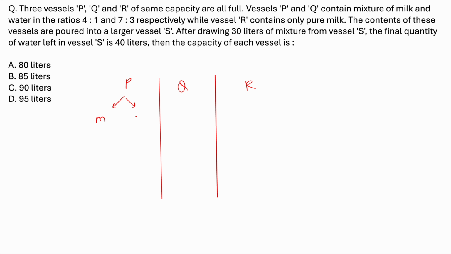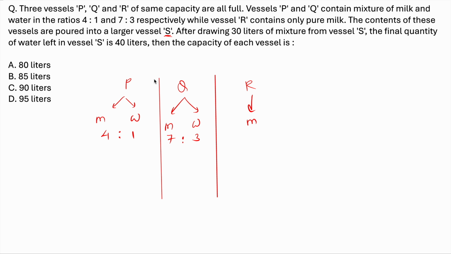P has milk and water in the ratio 4 is to 1. Q also has milk and water in the ratio 7 is to 3, while R contains only pure milk. The contents of these 3 vessels are poured into a larger vessel S. After drawing 30 liters of mixture from vessel S, the final quantity of water left in S is 40 liters. Then the capacity of each vessel is?